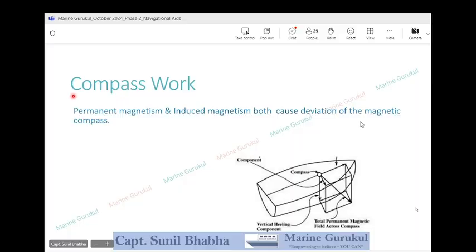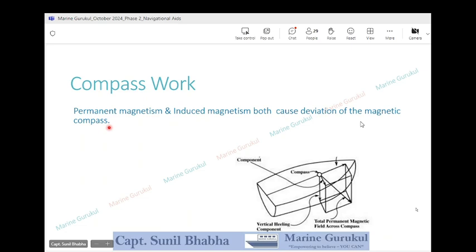Now coming to the concept of compass work. Correcting a compass is also known as compass work. So what is the concept behind it? Permanent magnetism and induced magnetism both cause deviation of the magnetic compass. Now, as I told you, if our magnetic compass is affected solely by the magnetic field of the Earth, it will give us precisely the magnetic directions. Once you have the magnetic directions, you can apply the variation. Variation can be easily picked up from the chart and applied. And once applied, it gives you the true directions.